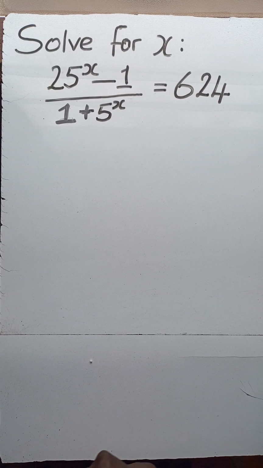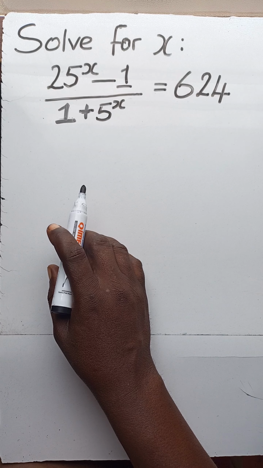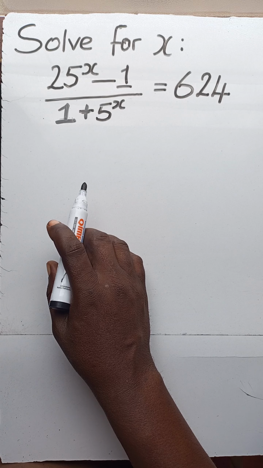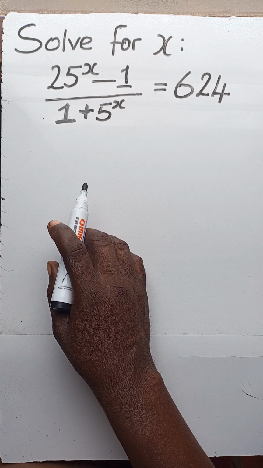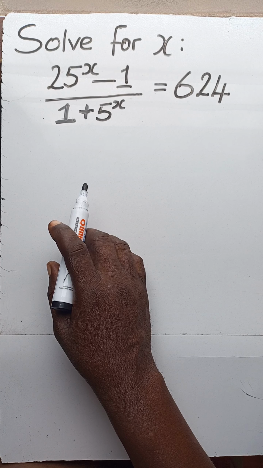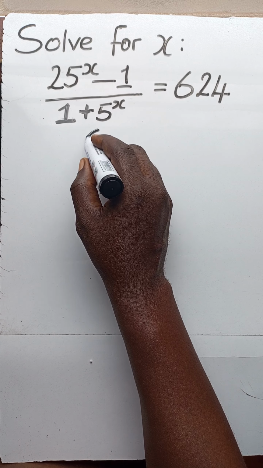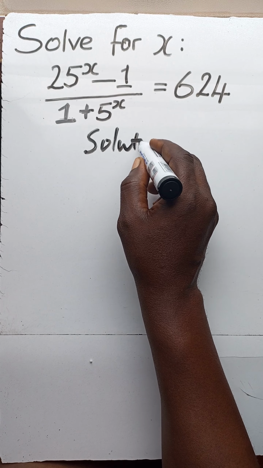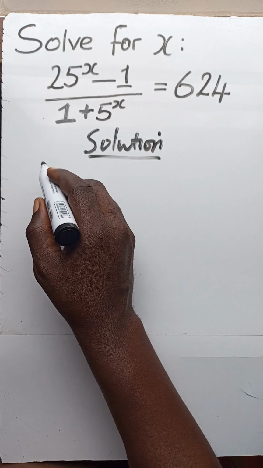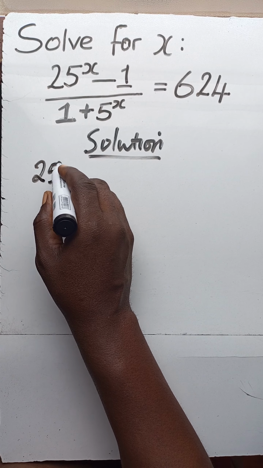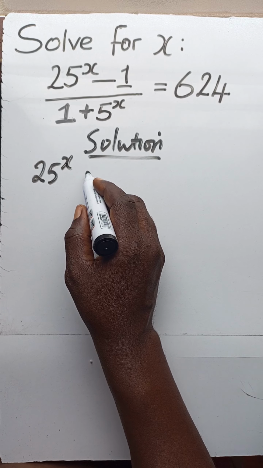To solve for x in this exponential equation, we don't only need the laws of indices, but we also need to use the identity of two squares. So pay attention. Now, 25 to the power x.